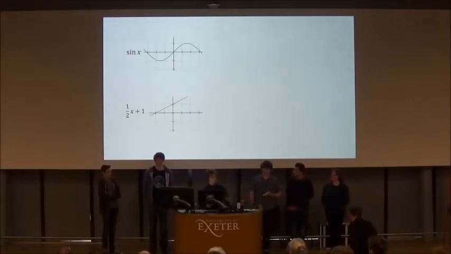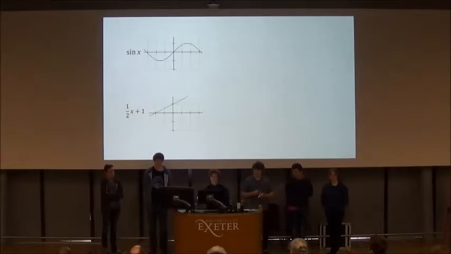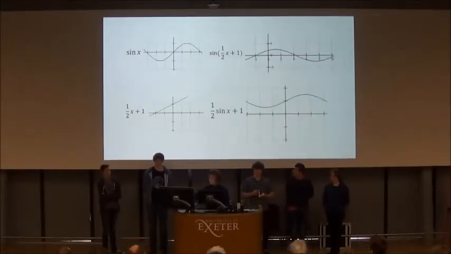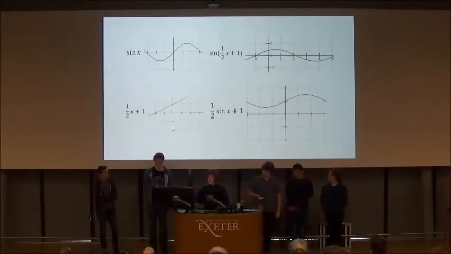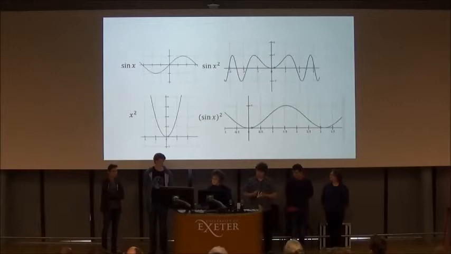You can also show this visually, however. So if you take the two graphs, sin x and a half x plus 1, we can combine them in multiple ways. We can do sine of a half x plus 1, which produces this, and a half of sine x plus 1. Now both of these are linear, both of these are periodic, and this is because this graph is aperiodic but linear.